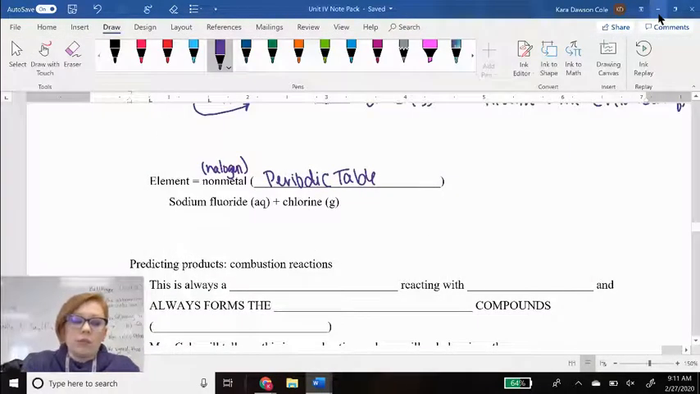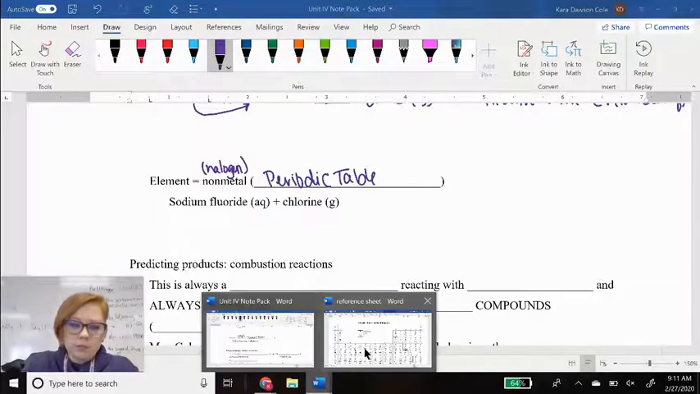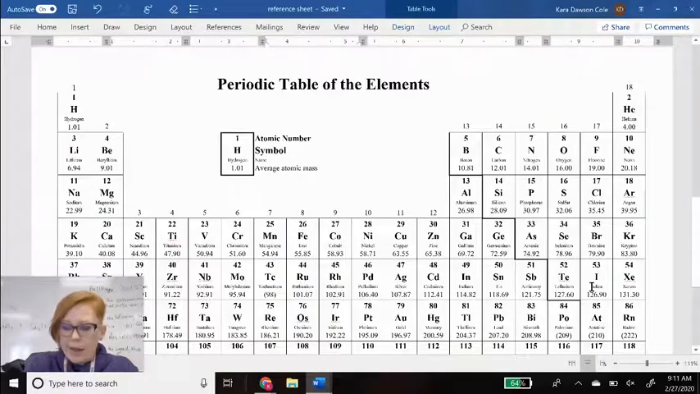Also note, bromine's going to be a liquid, and iodine's going to be a solid. So if I'm replacing iodine in a compound, then it's going to be solid iodine that's forming. And if I'm replacing bromine in a compound, then it's going to be liquid bromine that's forming.